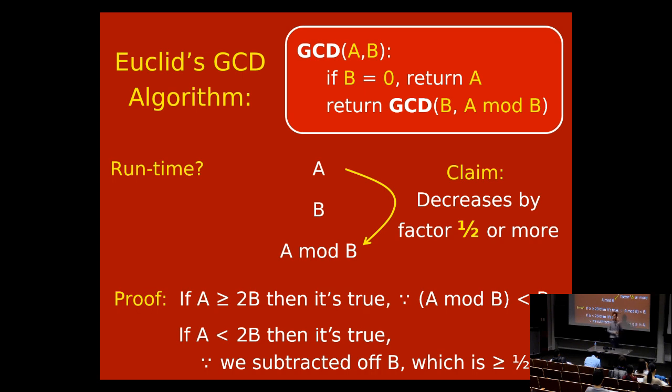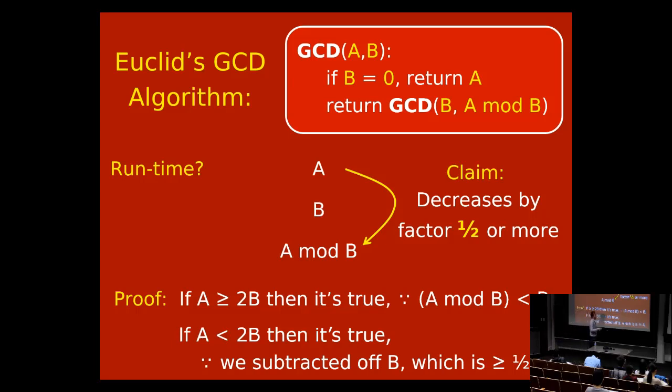OK, and that's very straightforward to check. There's two cases. One is if A is really big compared to B, or even if A is just bigger than 2 times B. If A is bigger than 2 times B, well, I don't know what A mod B is, but it's definitely less than B. So in this case, this number is less than B, but this one is bigger than 2 times B. So indeed, you've gone down by a factor of at least a half.